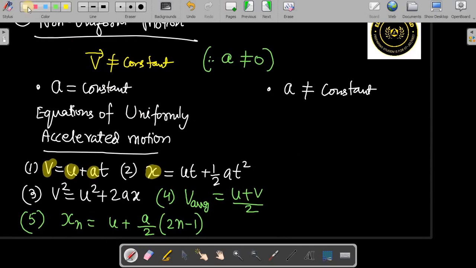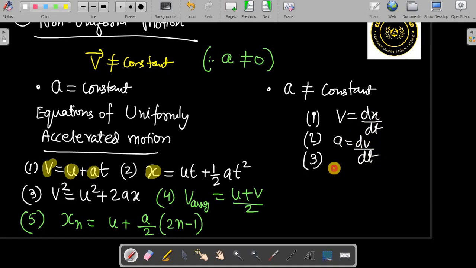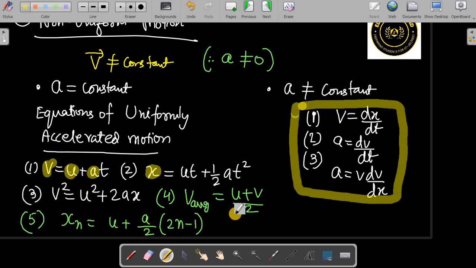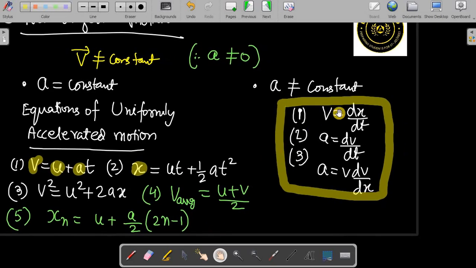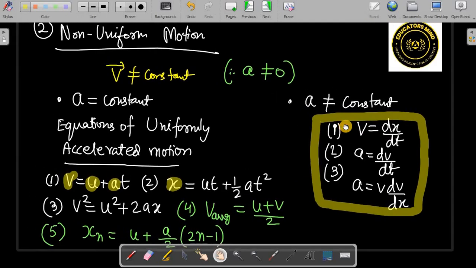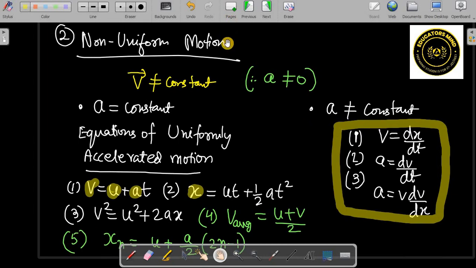And if you consider non-uniform, variable acceleration, then the three fundamental equations are: v equal to dx by dt, acceleration equal to dv by dt, and acceleration equal to v dv by dx. These equations are very fundamental. They can be used for any kind of problem, and they can also be converted into integrations.